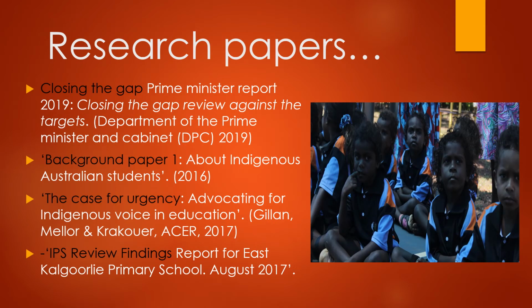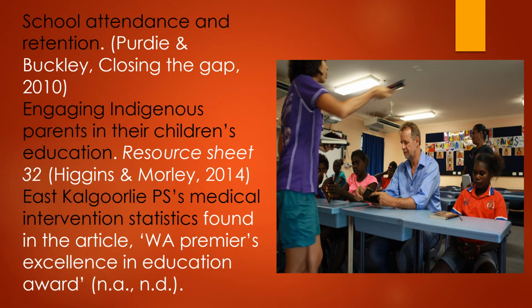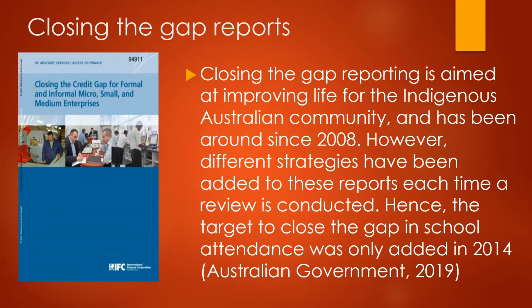Let's begin with the data. I draw data from all the Closing the Gap reports, reviews, papers and statistics, past and present. So these are all the different data papers. Closing the Gap reporting is aimed at improving life for the Indigenous Australian community and has been around since 2008. However, different strategies have been added to these reports each time a review is conducted. Hence, the target to close the gap in school attendance was only added in 2014.